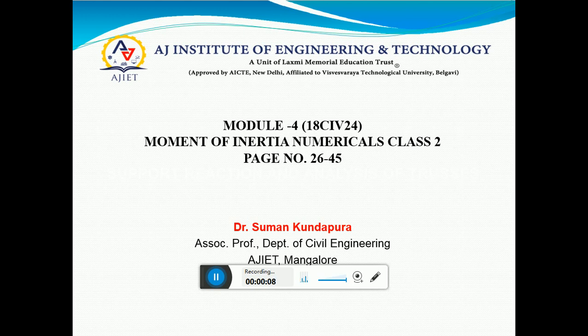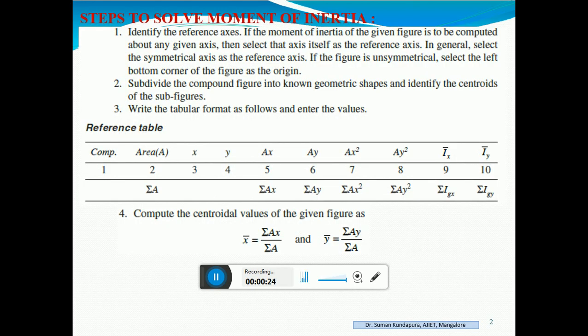Today we'll be solving some numericals on the concept of moment of inertia. We have seen how to derive the moment of inertia for different geometrical figures, different shapes. We have already derived it. So today we'll move on to solving problems.